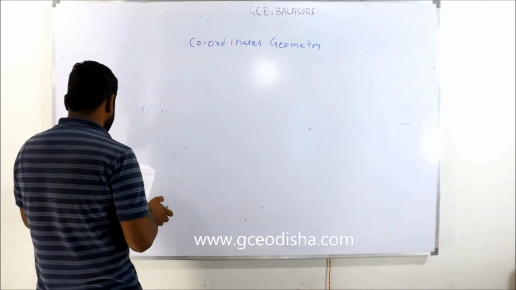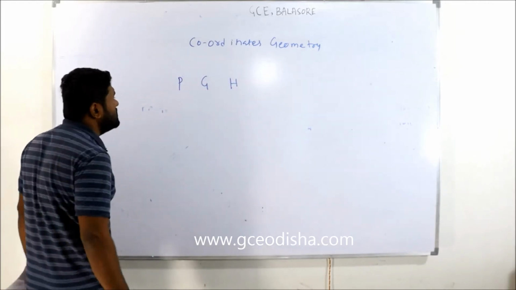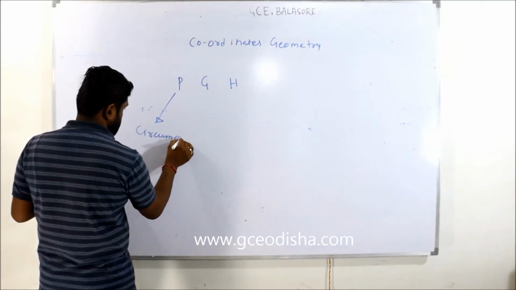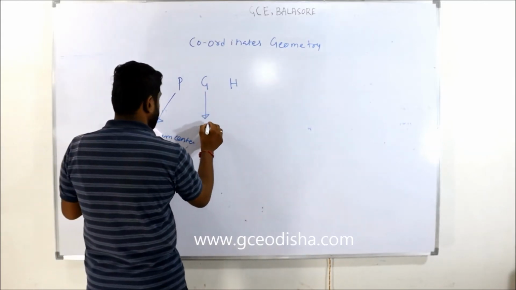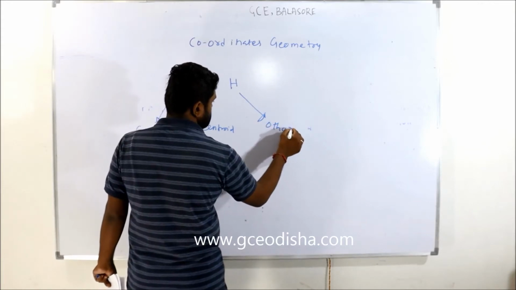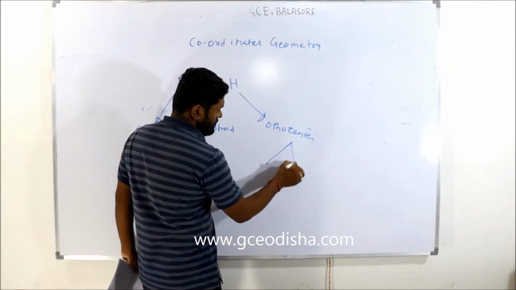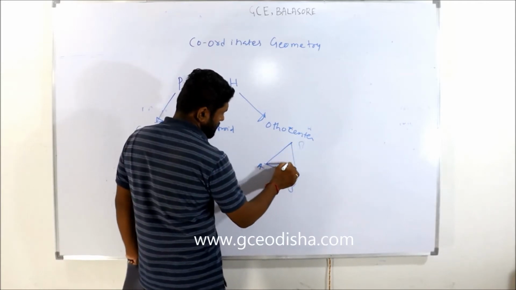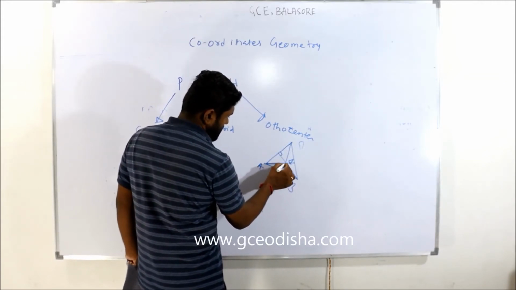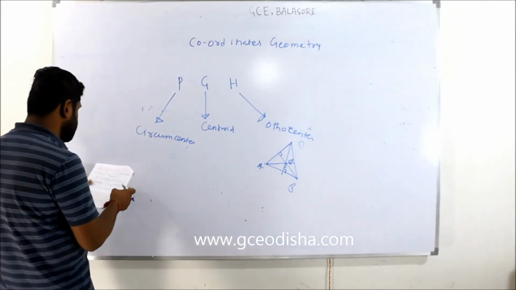And then there is a general thing given, the PGH, three terms. P is the circumcenter, G is the centroid, H is the orthocenter. Orthocenter means that we draw perpendiculars: this is triangle ABC, this is a perpendicular, this also is perpendicular, and this also. The point of intersection of the perpendiculars is called the orthocenter. The incenter we told about, and the circumcenter, and there is a relation between those three.